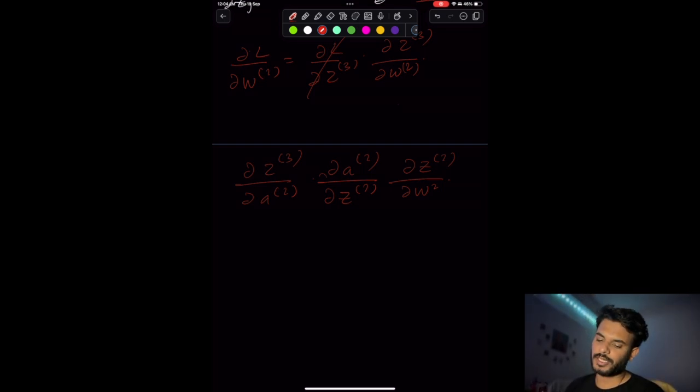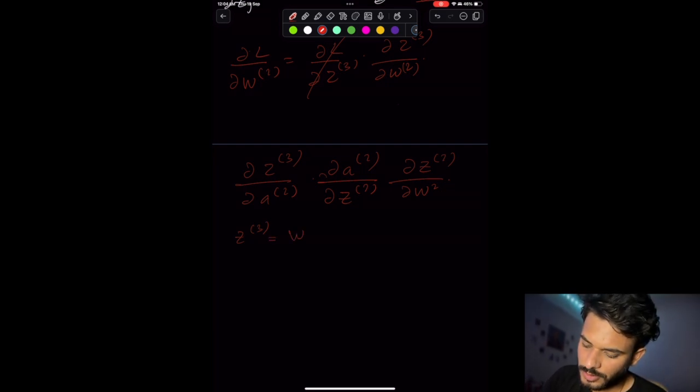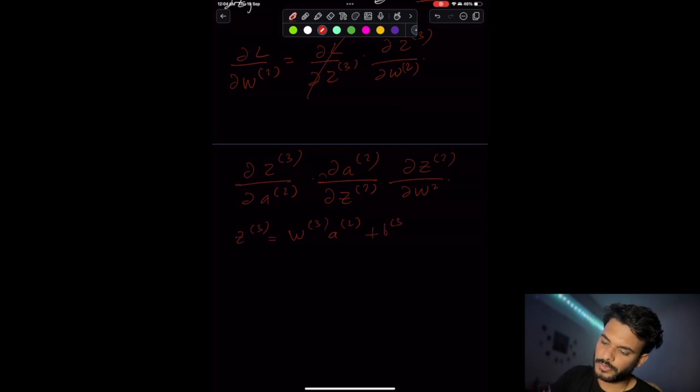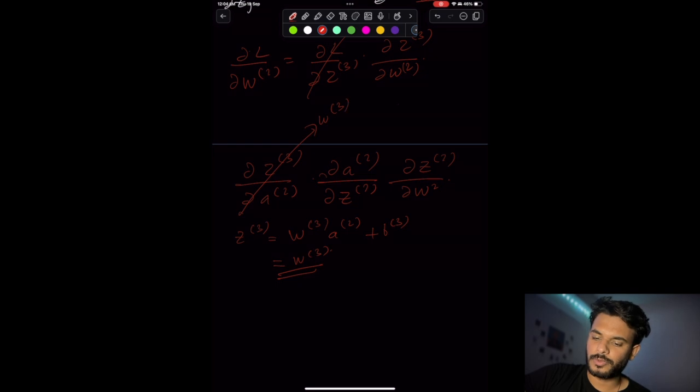Let's see how Z3 and A2 are represented. So what basically is Z3? Z3 is W3 A2 plus B3. So if you differentiate it with respect to A2, what you'll get? You'll get simply W3. So this term comes out to be W3.